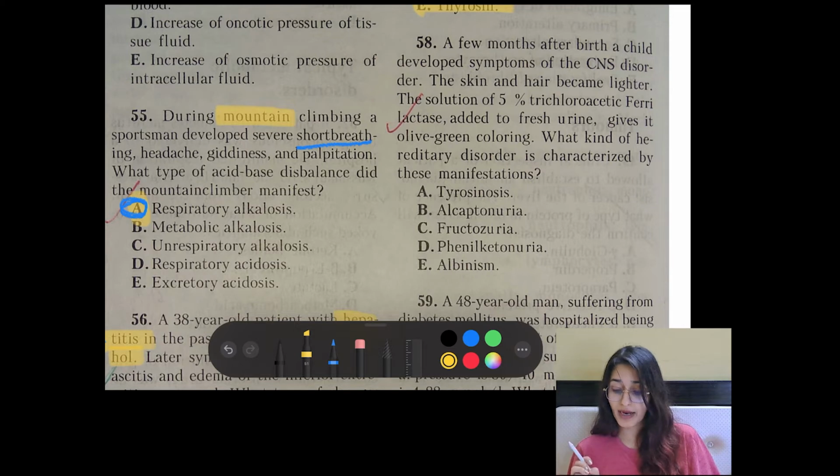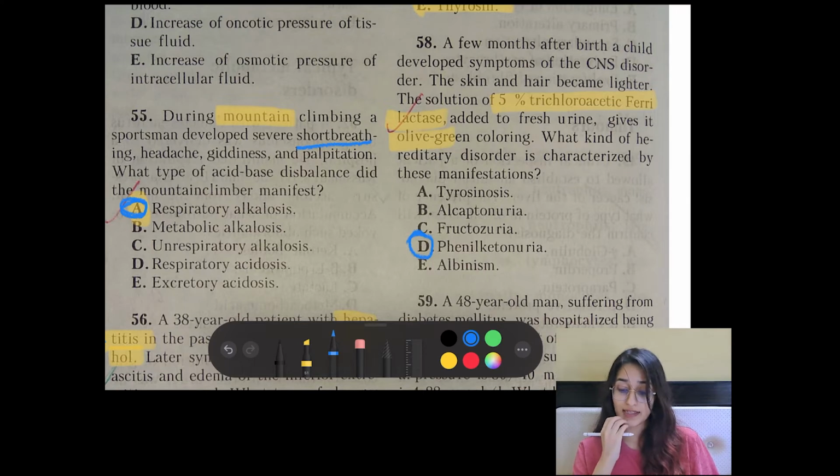A few months after birth, a child develops symptoms of CNS disorder. Skin and hair become lighter. The solution of 5-trichloroacetic ferric chloride added to fresh urine gives it olive green coloring. What kind of hereditary disorder is it characterized by? So this is phenylketonuria, absence of phenylalanine hydroxylase, and in this especially there are mental disorders.